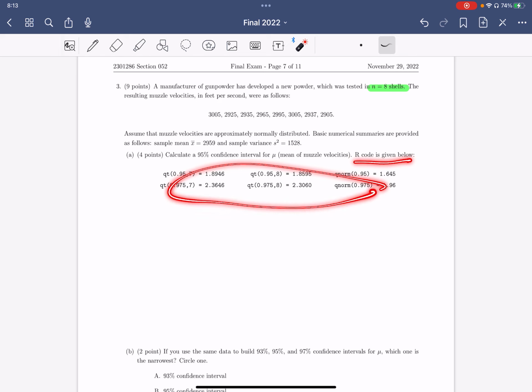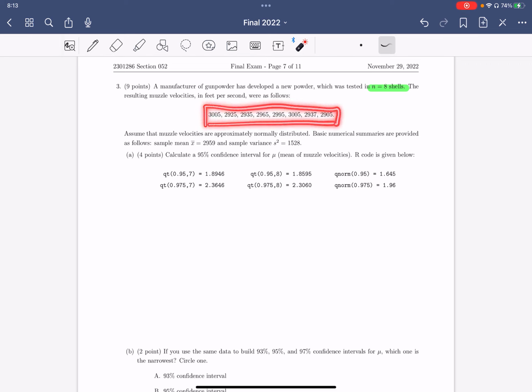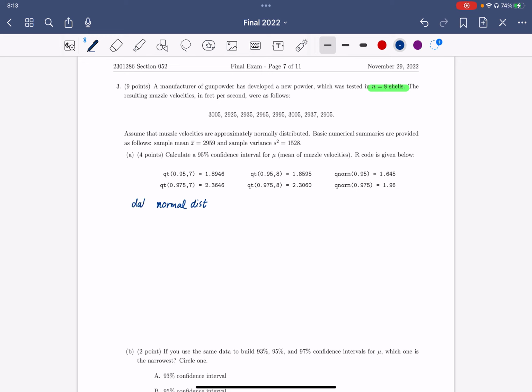R is given here. This time for sure you're going to use a t distribution because the sample size is small, you don't know sigma, and the population is normal. So that means you're going to use t. We're going to write out one more time: the data is normal distribution, sigma is unknown, and when you have small sample size, you're going to use the t distribution. Once you decide that, you can build a confidence interval easily.